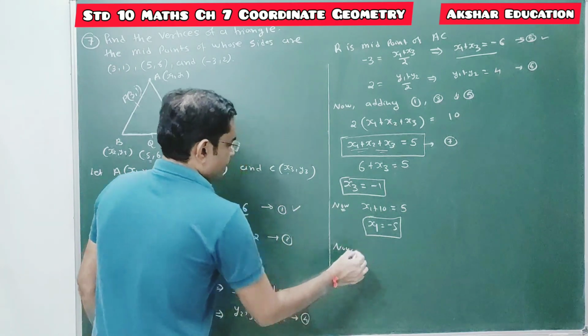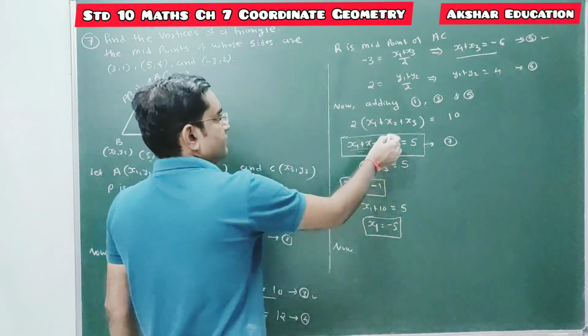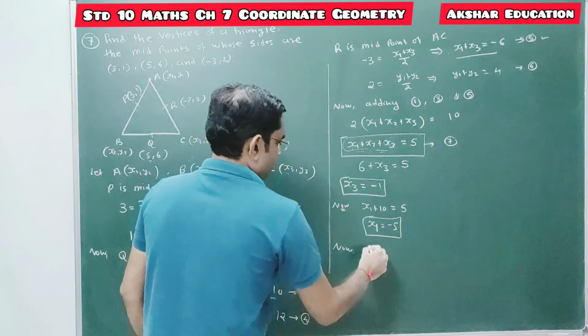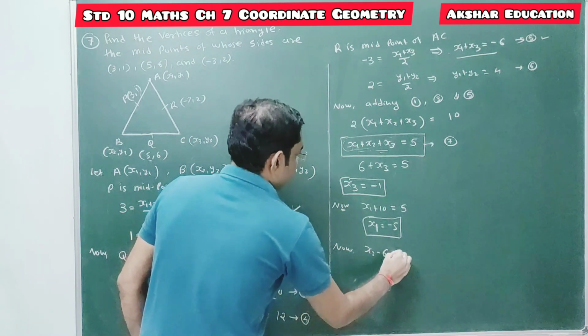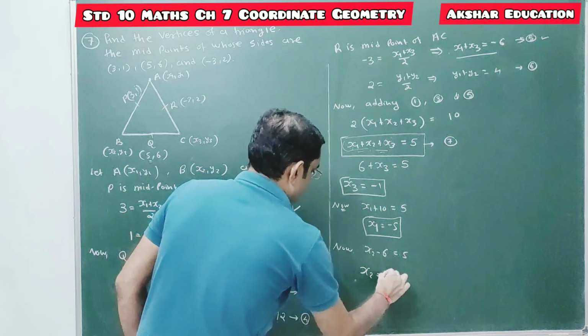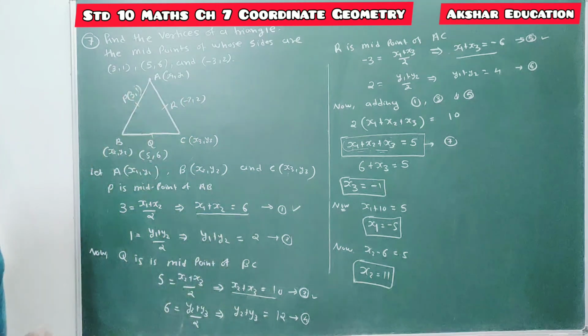Done. And then put value of this equation 5 in equation 7. So x1 plus x3 is minus 6. So we are getting x2 minus 6 equal to 5. And therefore x2 is 5 plus 6, 11. So here we are getting values of x1, x2 and x3.